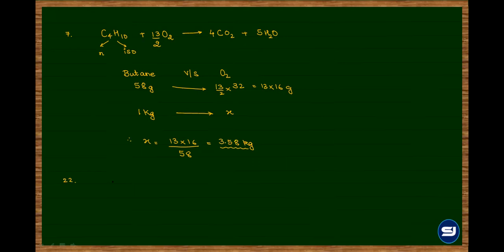This was redox related. There is a reaction of HI with HNO3 giving NO plus I2 plus H2O. So you are supposed to find the stoichiometric coefficients for the reactants.